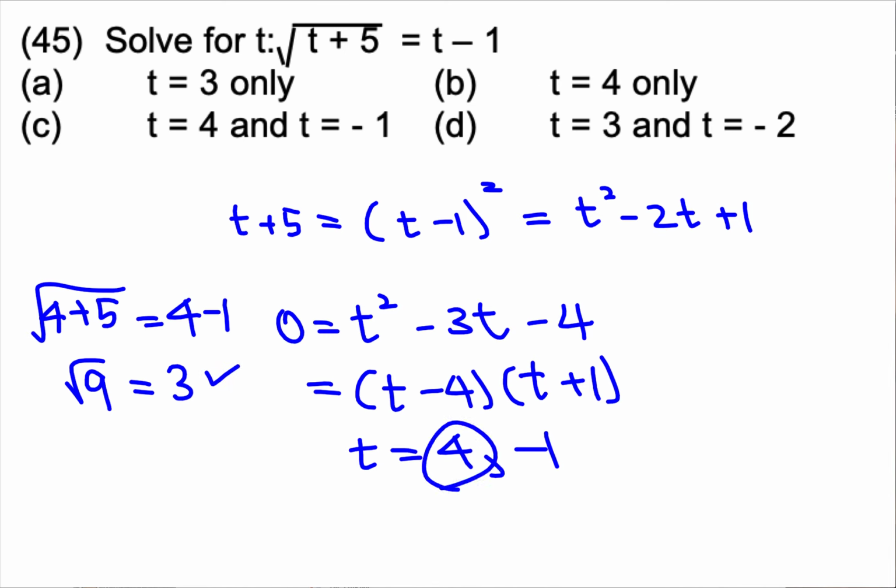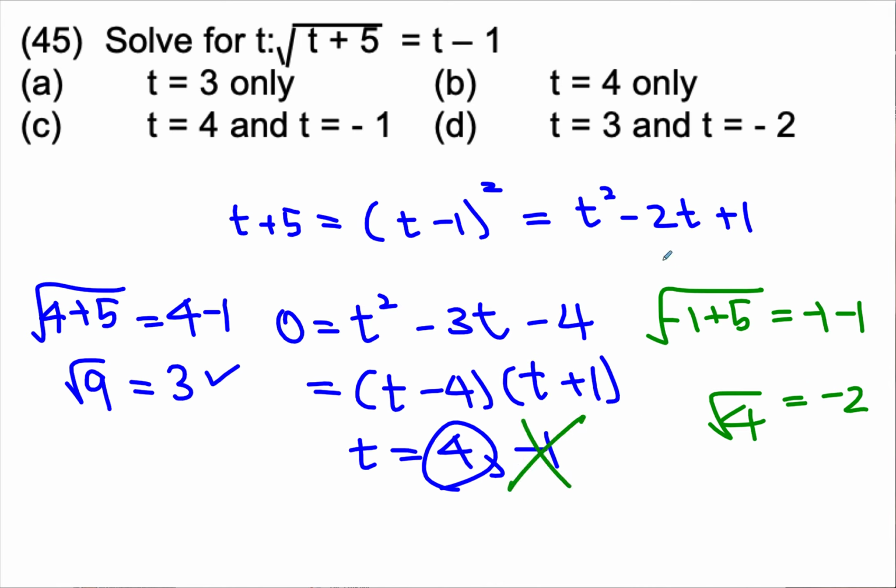Let me check negative 1. So the square root of negative 1 plus 5, is that equal to negative 1 minus 1? My right side is negative 2. My left side is square root of 4. So the square root of 4, we know that to be positive 2, not negative 2. So therefore, this one has to be canceled away. So our final answer is 4 only.